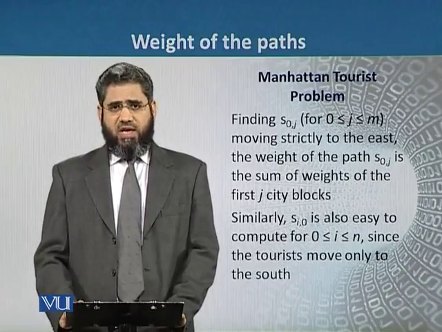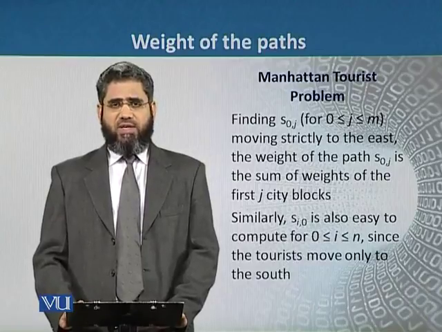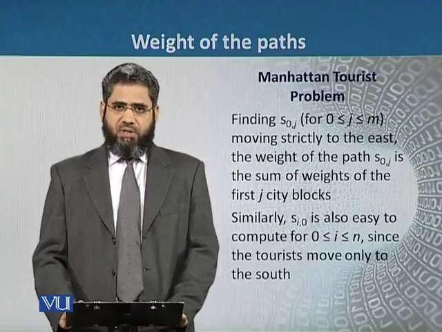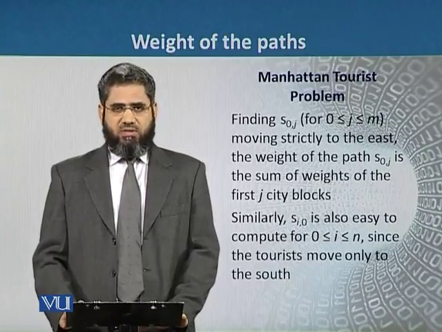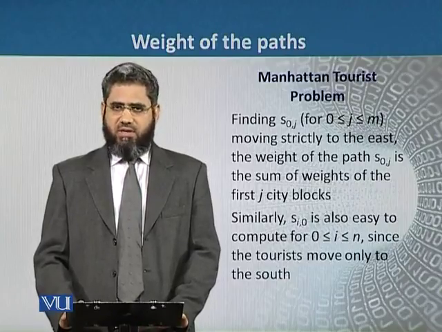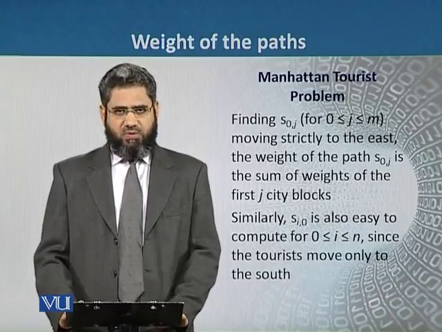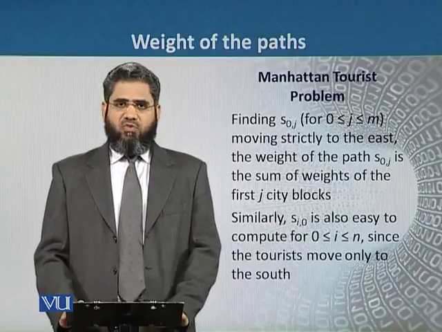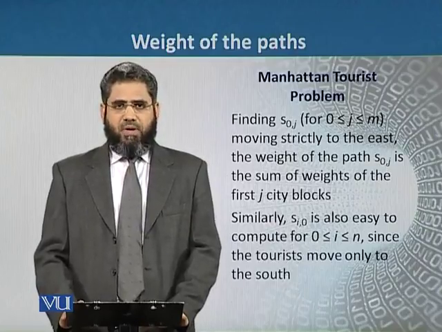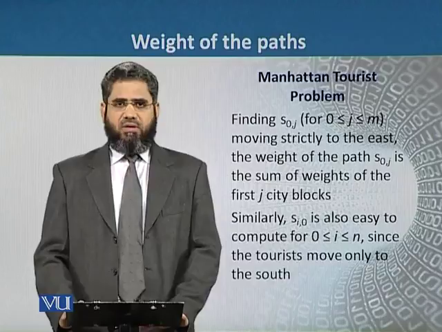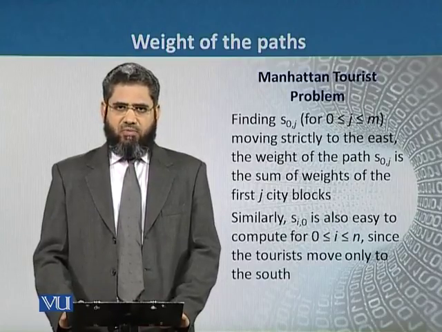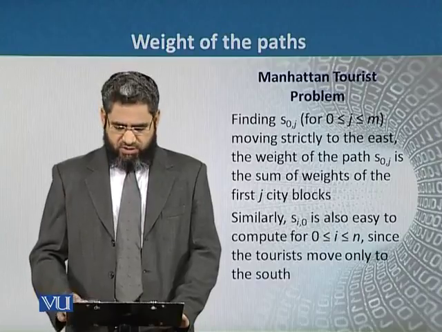So similarly, we can also find the value of Si0 in the same manner. So in this case also, the tourist does not have a choice and has to move in the south direction. And again, we can find the value of Si0 by calculating the sum of the edge values of the grid, and we will come up with the value of Si0.